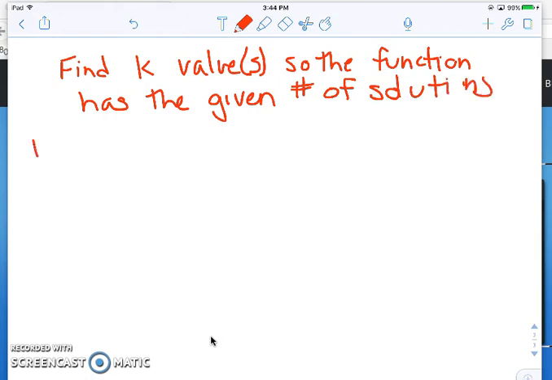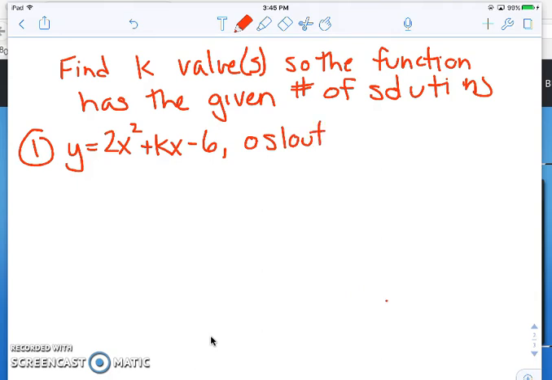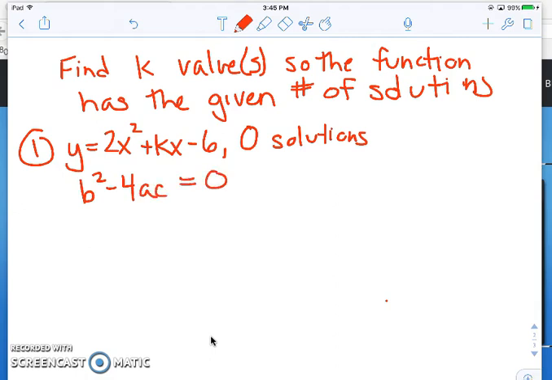So the first one that we're going to look at, let's say we have y equals 2x squared plus kx minus 6, and you want it to have 1 solution. So that means we want it to cross the x-axis only one time. Well, what do we know? We know that that means our discriminant, b squared minus 4ac, has to equal 0.